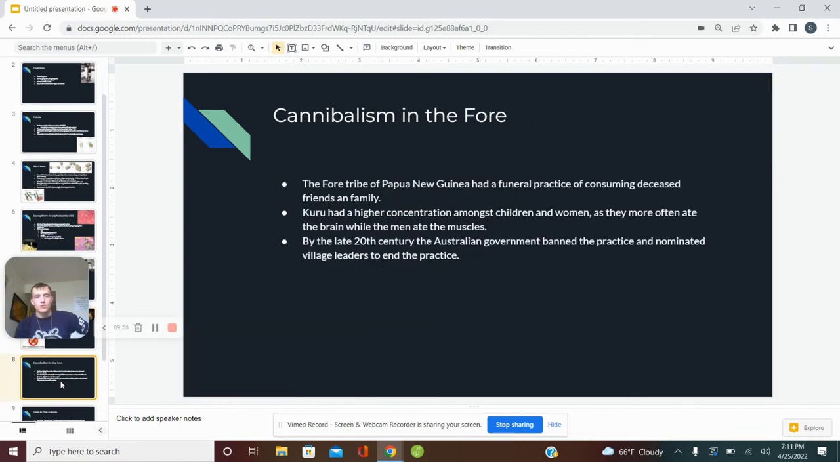So by the late 20th century, it was actually in the late 50s and 60s, the Australian government banned this practice. They wanted to instill cultural changes, but they saw this and they were like, "No, we're done. We're not doing this anymore. You guys cannot eat. You can't be eating people, guys. Jeez, come on, you can't be eating people."